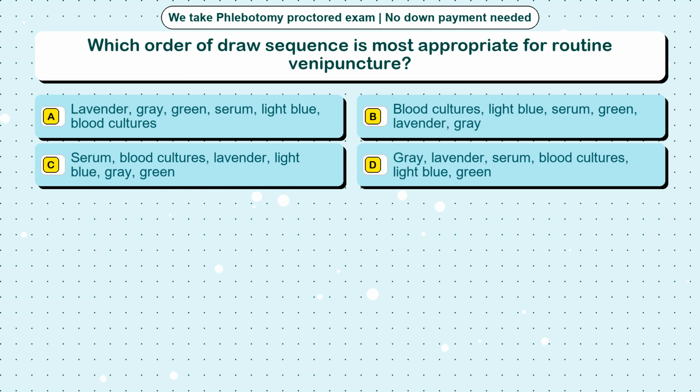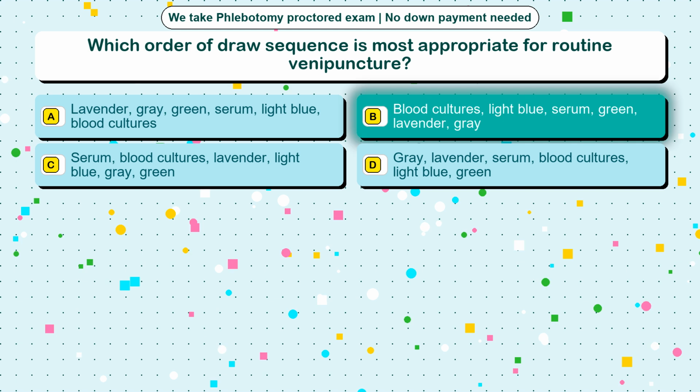Question 88. Which order of draw sequence is most appropriate for routine venipuncture? Option A. Lavender, gray, green, serum, light blue, blood cultures. Option B. Blood cultures, light blue, serum, green, lavender, gray. Option C. Serum, blood cultures, lavender, light blue, gray, green. Option D. Gray, lavender, serum, blood cultures, light blue, green. The correct answer is option B.